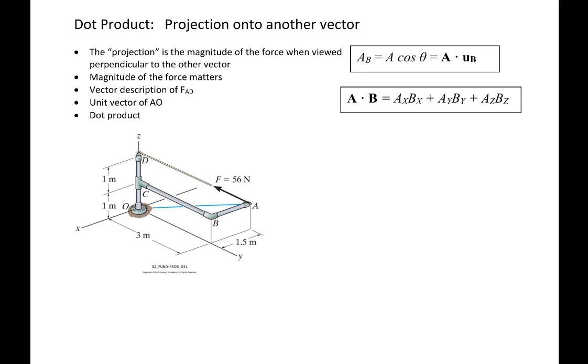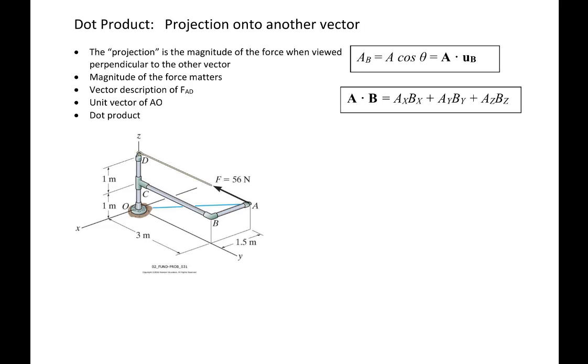Okay, so let's continue on and look at this textbook problem. What we're going to do here is find the projection of this force onto this line. The 56 newton force goes from A to D, and the line we're looking at is AO. So what we want is a vector description of that force and the unit vector of AO, and then we're going to dot them together.